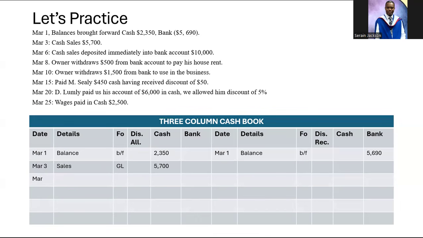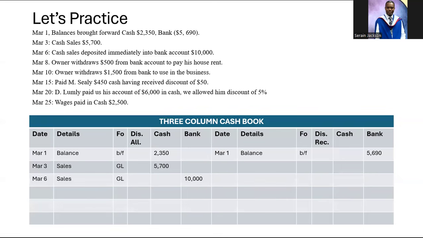So you go March 6, and you write sales again. In the folio column you have general ledger, but this time, instead of putting the money in the cash column, you're going to put the money in the bank column because it is the bank receiving the money. So $10,000, just like that.